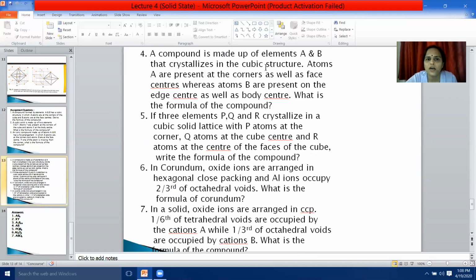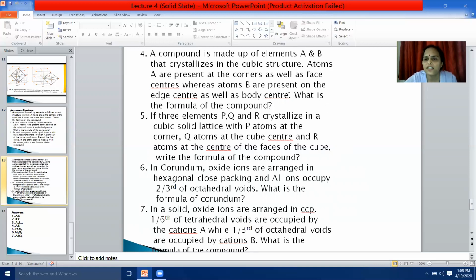Question is, a compound is made up of elements A and B that crystallizes in cubic structure. Atoms A are present at the corners as well as face centers, whereas atoms B are present on the edge center as well as body center. What is the formula of the compound? Firstly, you see the elements. Elements here are A and B and it is crystallizing in cubic structure.